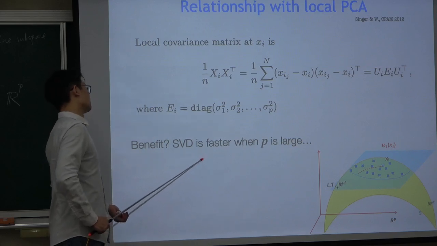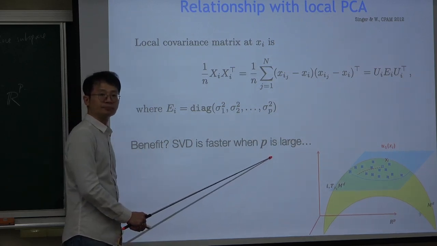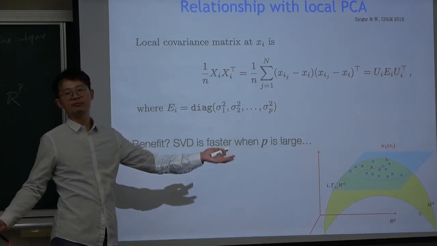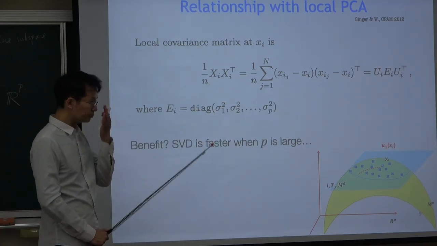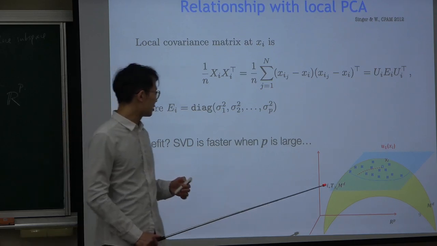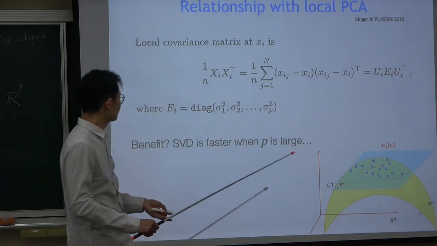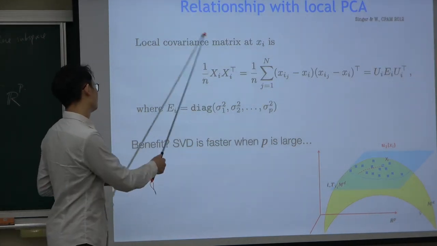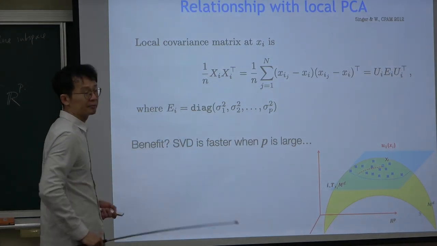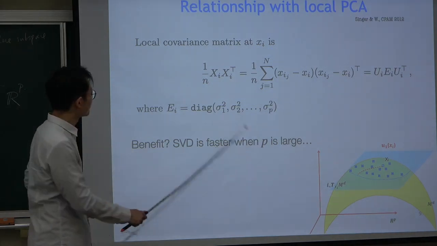In particular, when p is very large, that is, when the ambient space dimension is very, very large, then maybe SVD is faster. But when you have many points and the ambient space dimension is very small, maybe local PCA, this eigenvalue decomposition, is faster. Whatever, they are equivalent.